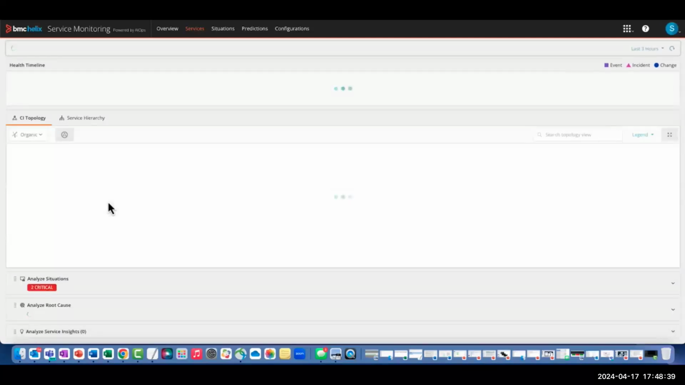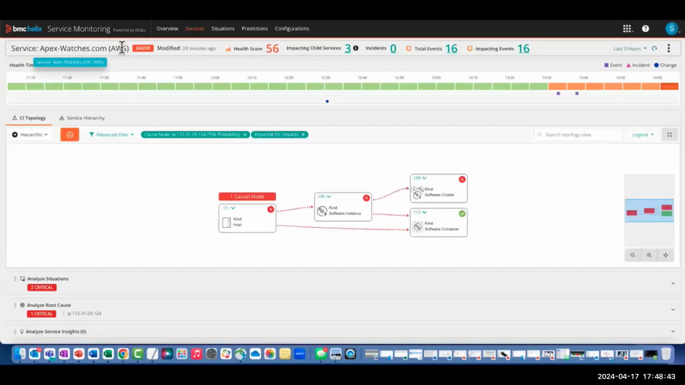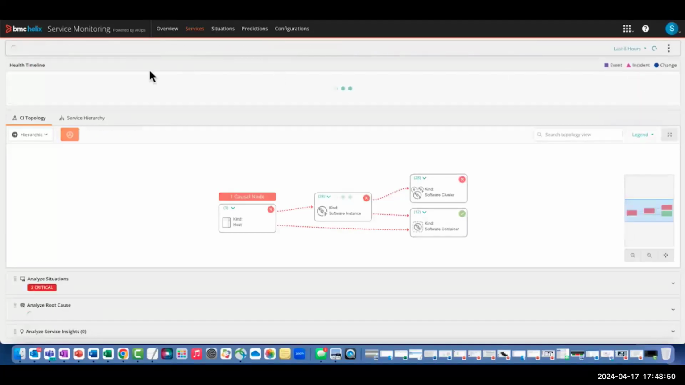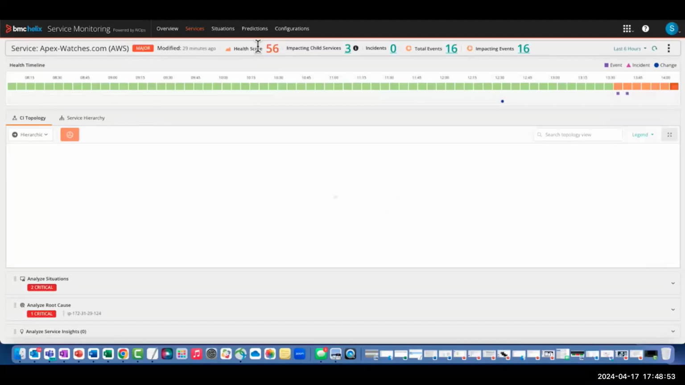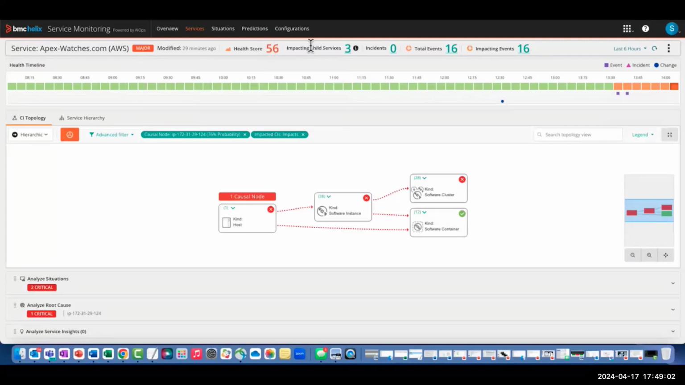And in this console, what we see is an overview of Apex Watches. So this is the website that is affected. If I look at the past 6 hours, I can see that my health score is affected. So I have my health score up here. So we're at about 56% health, which is obviously not good. I can see which impacted child services there are. And I can see the number of incidents, the number of total events, impacting events.